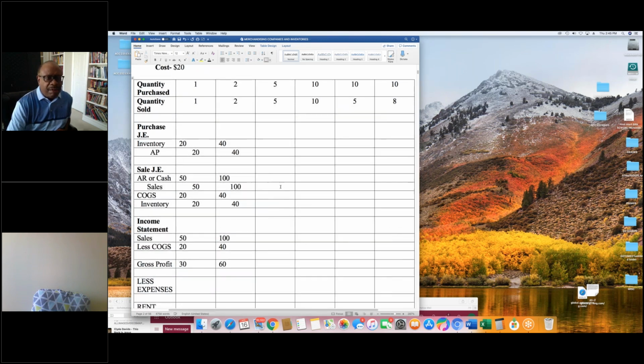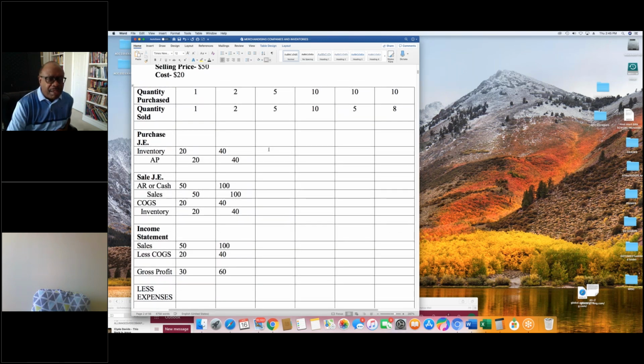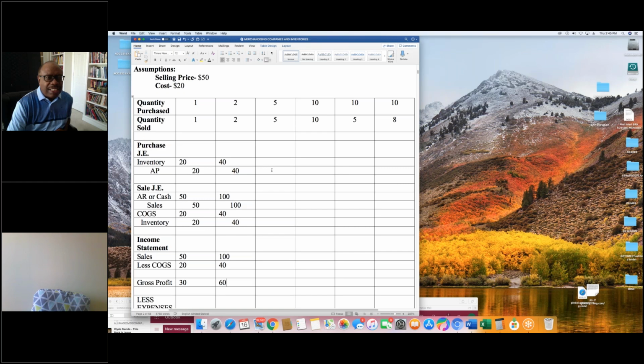Let's assume we buy and sell 5 pairs of shoes. So we sold 5 pairs of shoes. We'd have to buy 5 pairs. And so those shoes would cost us $100. Then we sold the 5 pairs of shoes. We would now have $250.